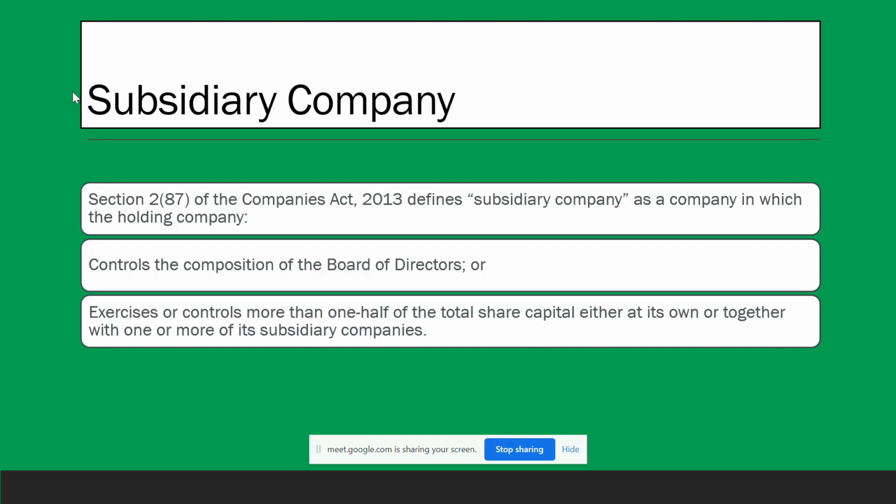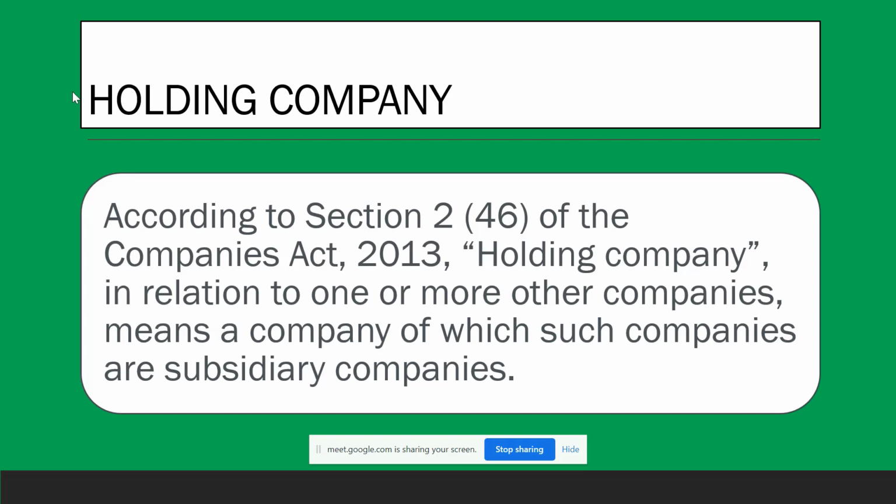Okay, and then we go back again and see the definition of holding company according to section 2 of the Companies Act. Holding company in relation to one or more other companies means a company of which such companies are subsidiary companies. Okay, fine.